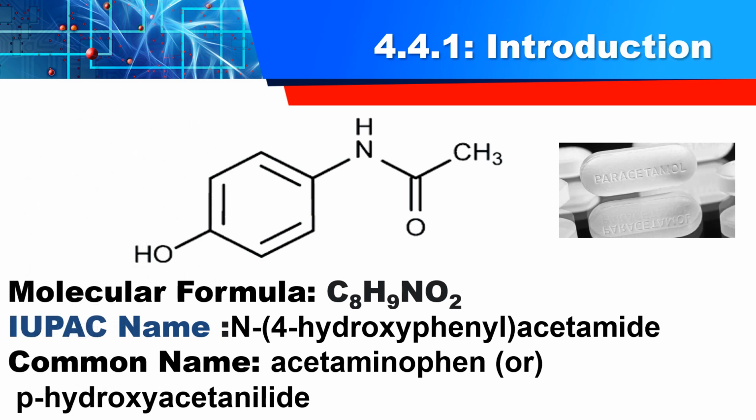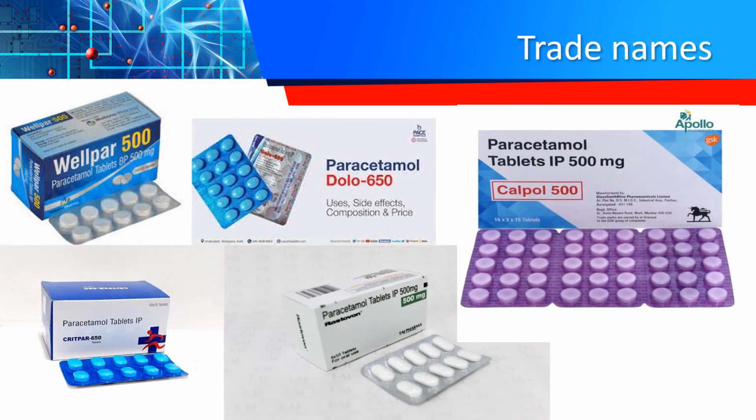Introduction. Firstly, paracetamol is a non-opioid analgesic and antipyretic which is used to treat fever and mild to moderate pains. The molecular formula of paracetamol is C8H9NO2. The IUPAC name is N-4-hydroxyphenyl ethanamide. The common name which is widely used is acetaminophen or para-hydroxyacetanilide. The common brand names of paracetamol include Velpar, Dolo, Calpol, Crocin, Tylenol, and Panadol.